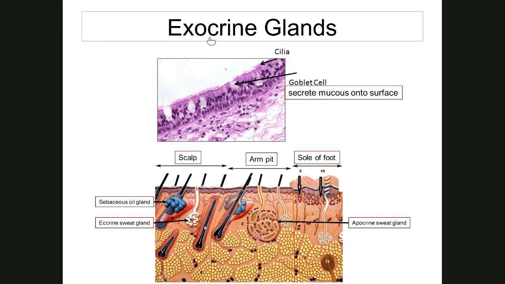Now we have unicellular glands, single cell glands like the goblet cell, which I pointed out again right here, these little hollow ones here, little white. Those are goblet cells. Single cell glands are called goblet cells and they secrete mucus.